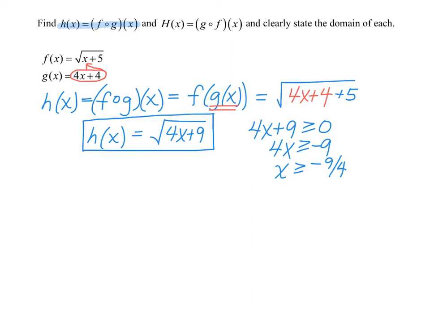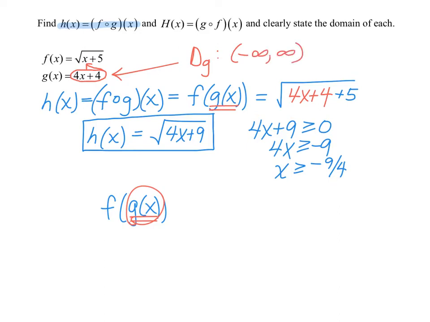Now, it's also important to remember when we're doing the domain of a composition that we must also include the domain of the inner function, the function on the inside, because this was the function that we started with. So if we go back to the original function g, we'll notice that since function g is linear, it's just 4x plus 4, the domain is all real numbers. So this means there are no additional restrictions for the domain of function g, so therefore we don't end up with any additional domain restrictions other than that x must be greater than or equal to negative 9/4.